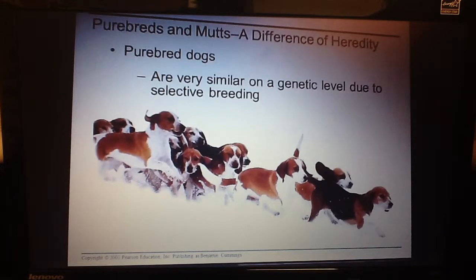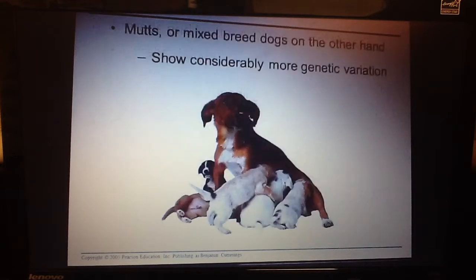They are extremely identical at their DNA, and that's because they've been selectively bred for one trait. So if you want long, floppy ears, you will only breed dogs that have long, floppy ears, and you'll only breed that dog with other dogs with long, floppy ears, until eventually the only alleles possible are those for long, floppy ears. And that's how we generate our purebred dogs.